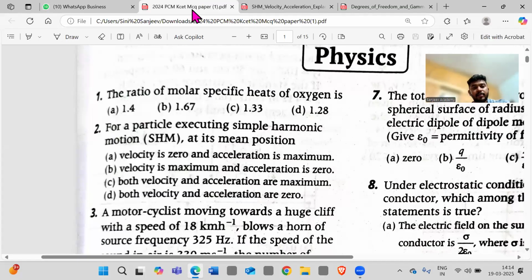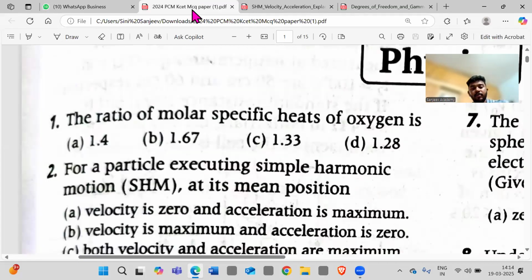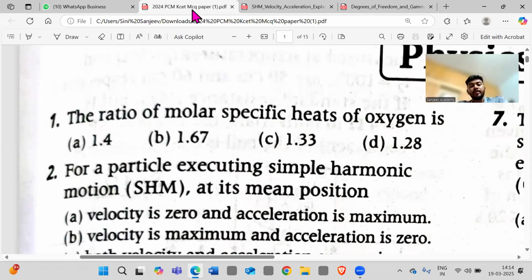Give me the answers in my WhatsApp, okay? Whether it is right or wrong. The ratio of molar specific heats of oxygen is what?